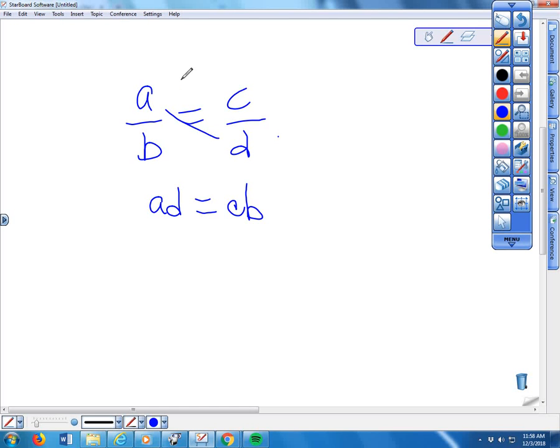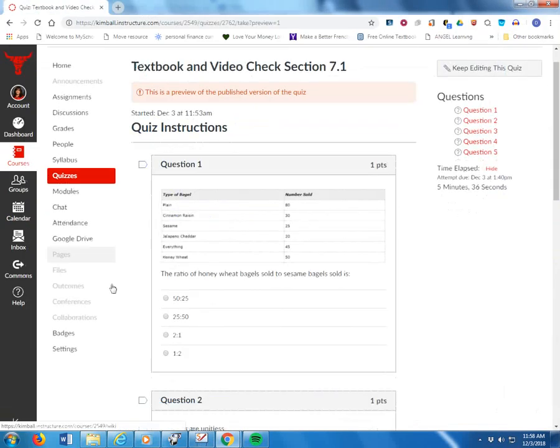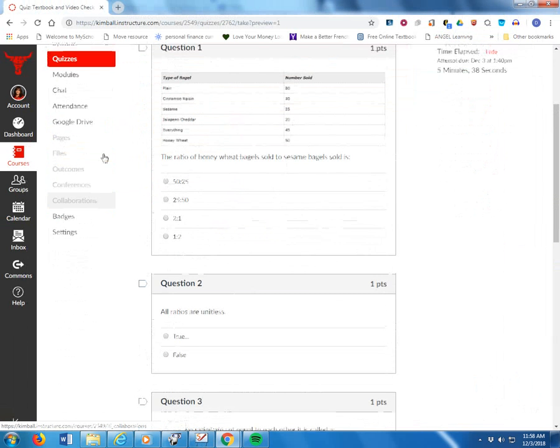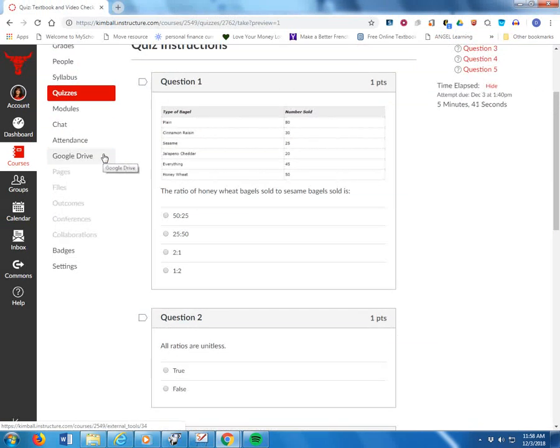Okay, so if I look at the textbook check, if I wanted the ratio of honey wheat bagels sold to sesame bagels sold, honey wheat is 50, sesame is 25. Whatever's first goes on top. Whatever follows the "to" goes on bottom. So it would be 50 over 25, which can be simplified to 2 to 1. Okay, always simplify them. All ratios are unitless.